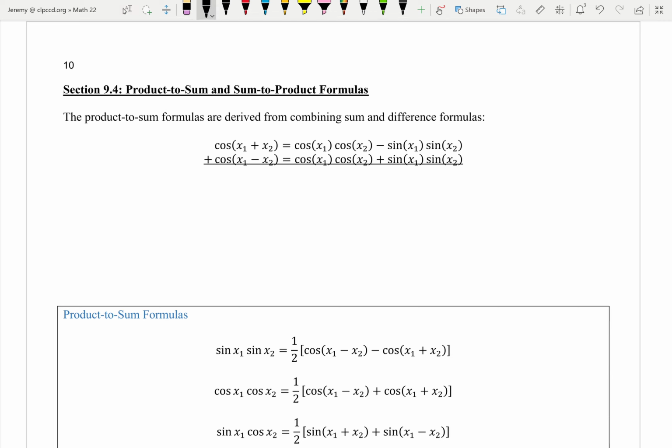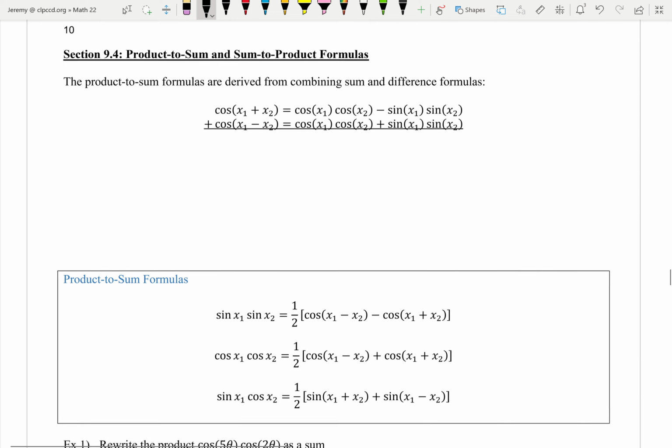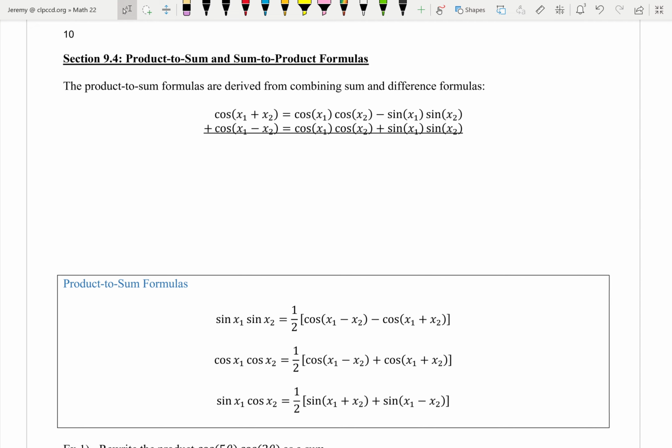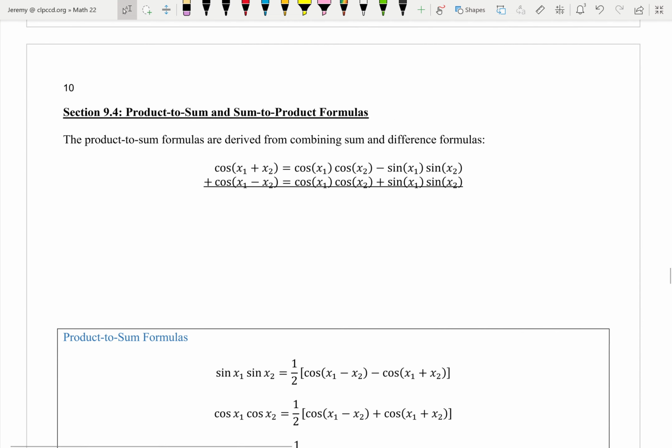Section 9.4, product to sum and sum to product formulas. We're continuing to build out our tool belt for dealing with trig functions. Next up, what if we have a product of two sine functions, or two cosine functions, or a sine and a cosine? How are we going to rewrite that as not a product, as sometimes we'll have to do? Well, we have these nice formulas for it.